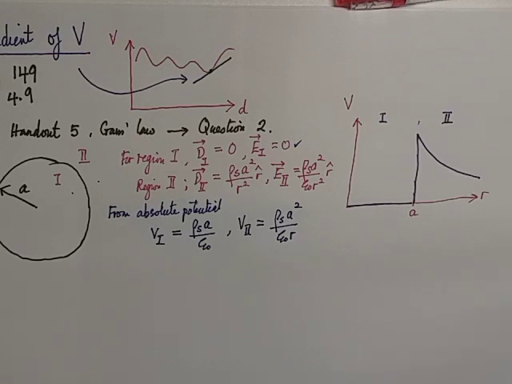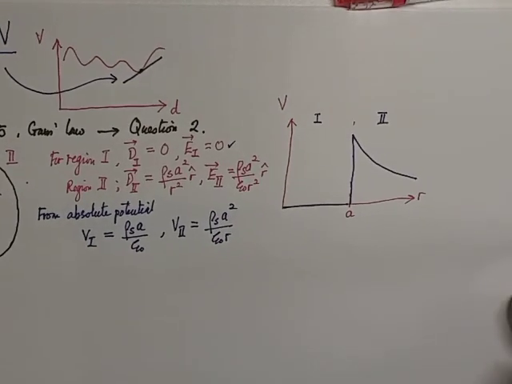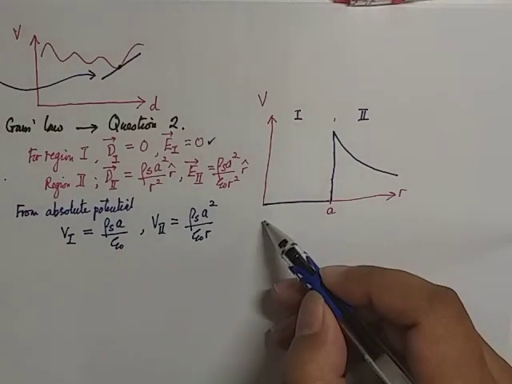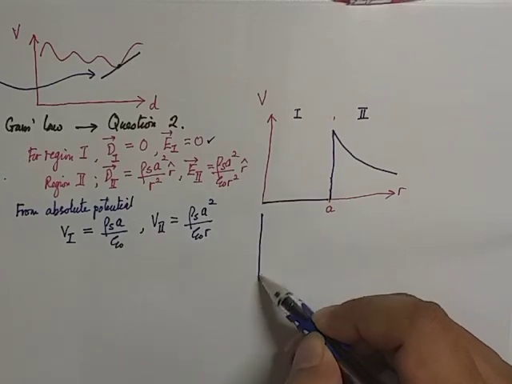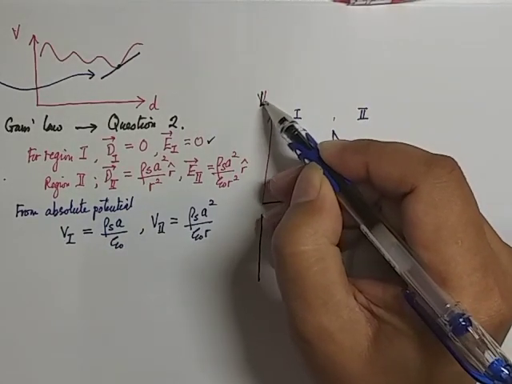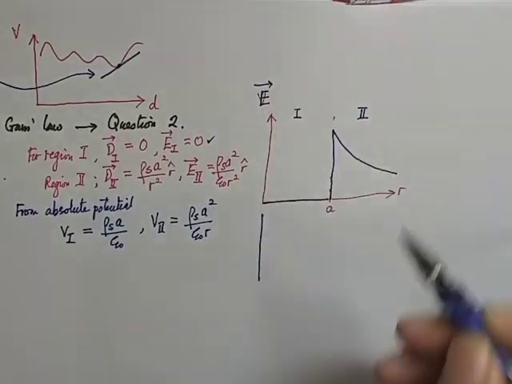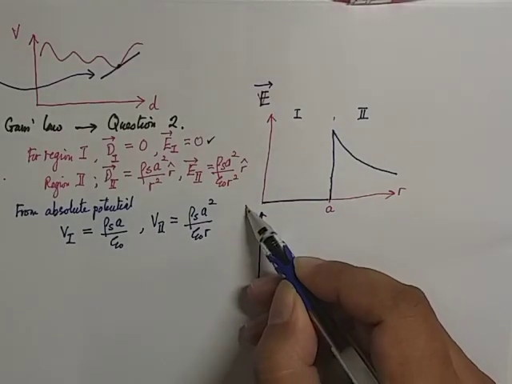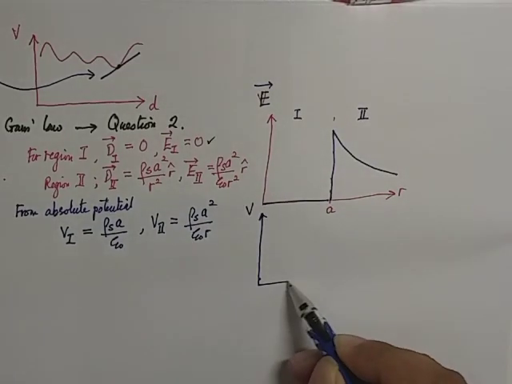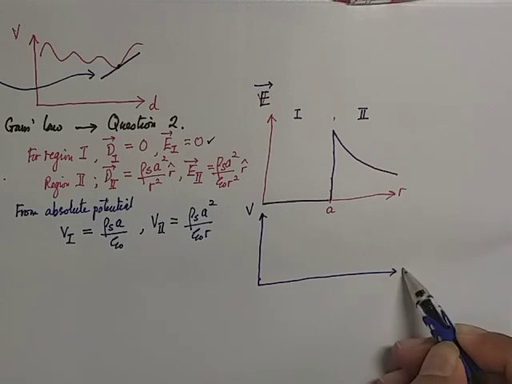So now what I'd like you to do is plot the graph. Sorry, the previous one should be E. I'm very sorry about that. This is the E. So now I'm going to go for V against R for the same structure.